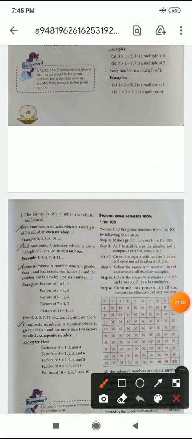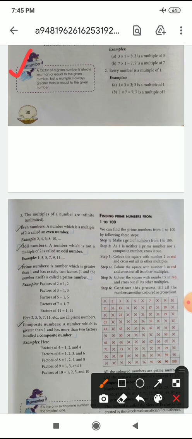And children, also you remember a factor of a given number is always less than or equal to the given number. But a multiple is always greater than or equal to the given number.